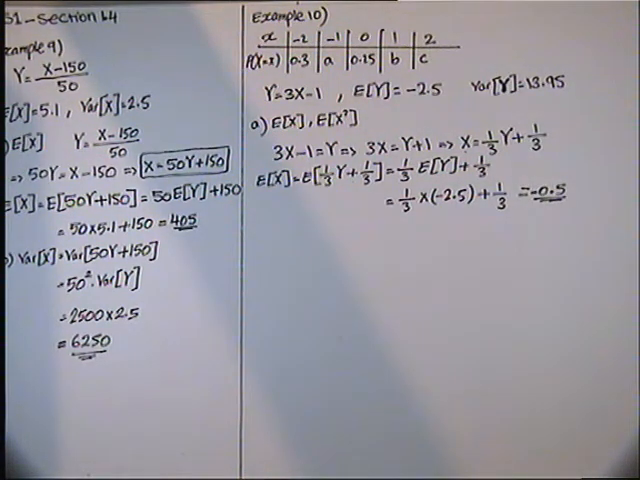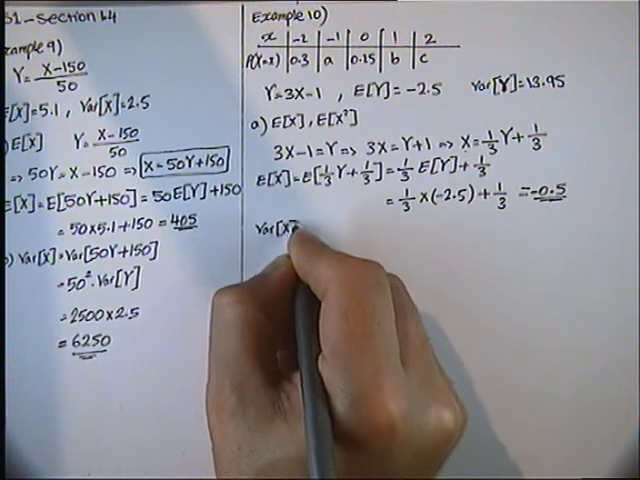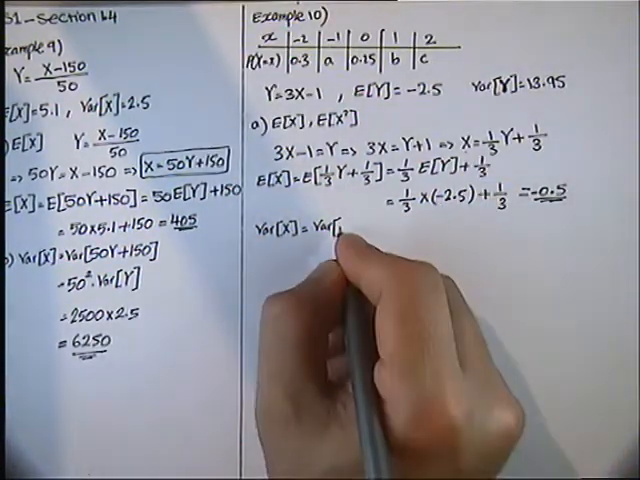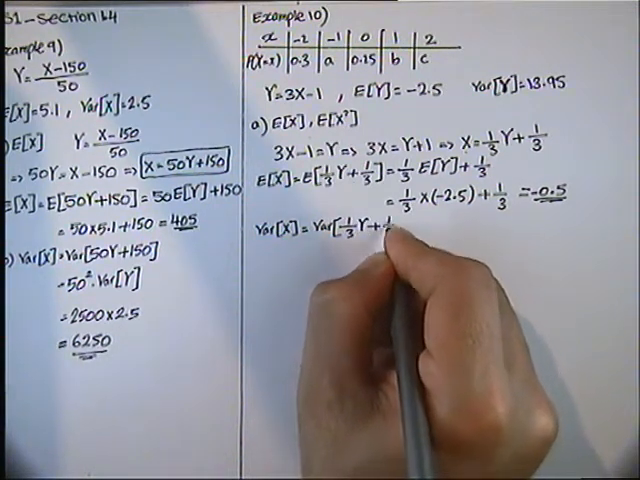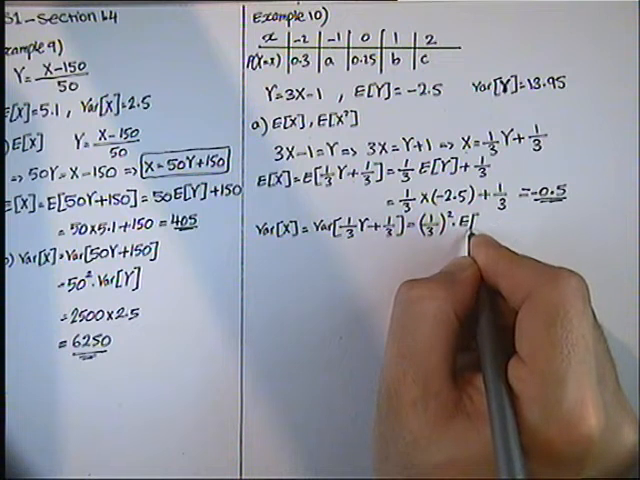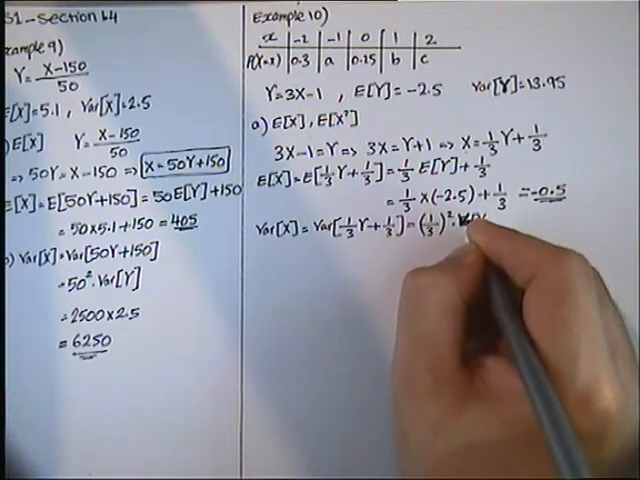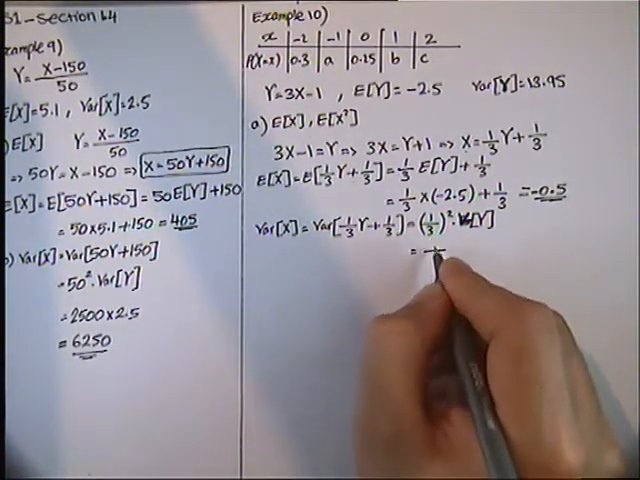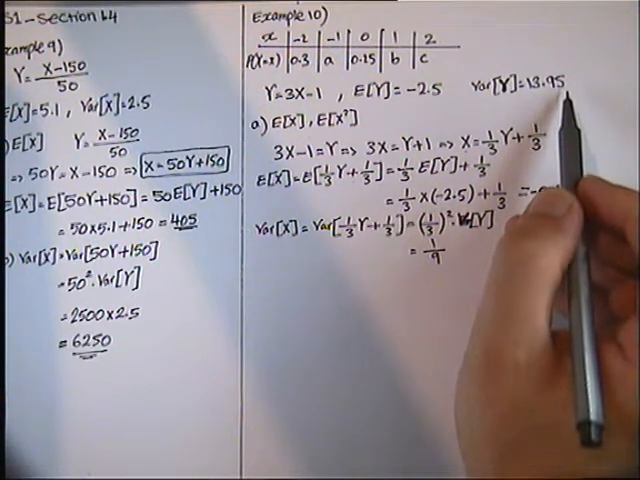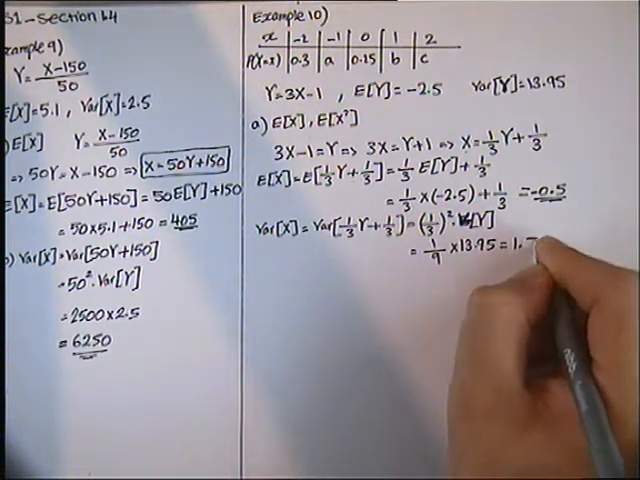Okay, to work out E of x squared, we need to work out the variance first. So variance of x is equal to variance of x in terms of y, which is 1/3 y plus 1/3, which becomes 1 over 3 squared times variance of y. So which is 1 over 9 times variance of y, which is 13.95, which is 1.55.